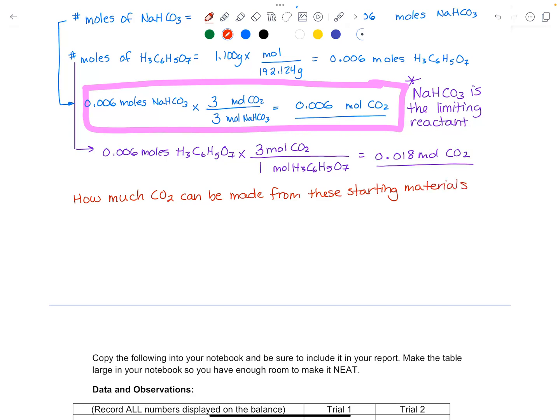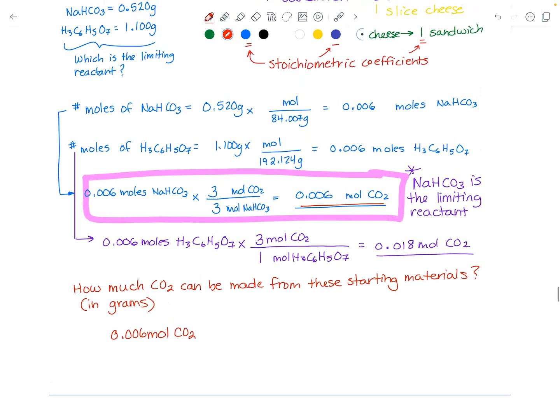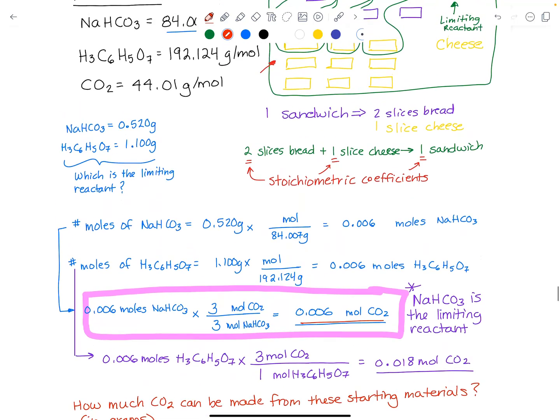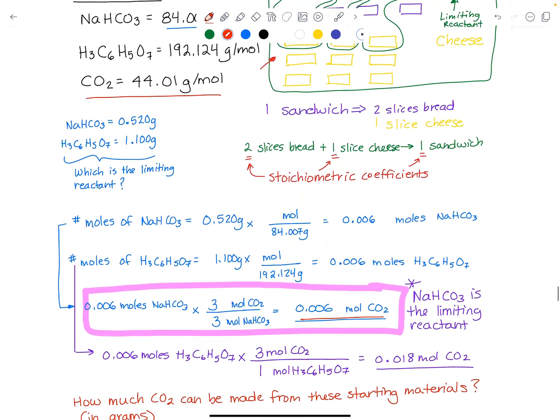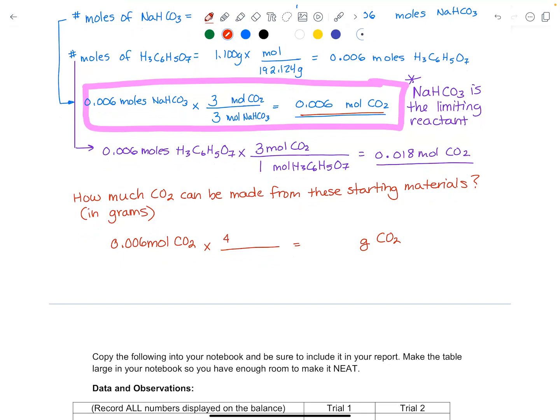And we want to know in grams, okay? Because that's what we can measure in the lab. So we've already figured out that we can make 0.006 moles of product. And so what we want to do now is convert that into grams of CO2 by using the molar mass. And so we have the molar mass of CO2 up here. It's 44.01 grams per mole. 44.01, we put the grams on top because that's the unit we want to wind up with.